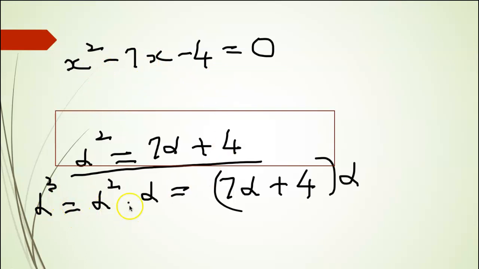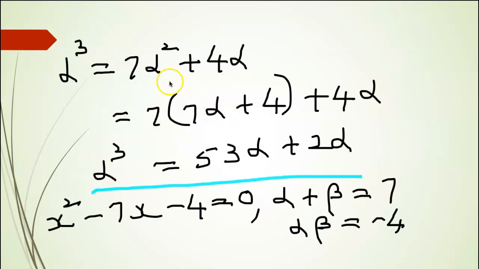So alpha cubed is basically alpha squared into alpha. That is 7 alpha plus 4 into alpha. So alpha cubed will be 7 alpha squared plus 4 alpha, that is 7 into, again you substitute for alpha squared, which is 7 alpha plus 4. So alpha cubed will be 53 alpha plus 28.